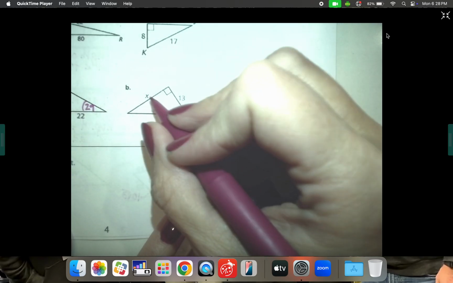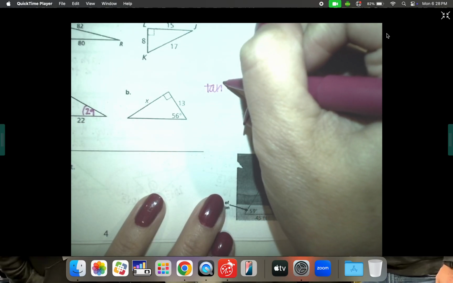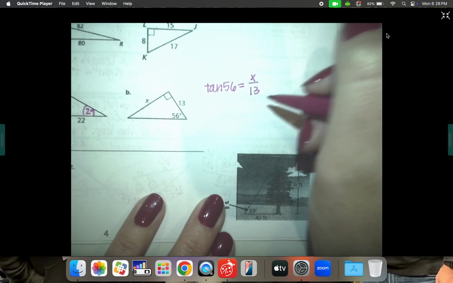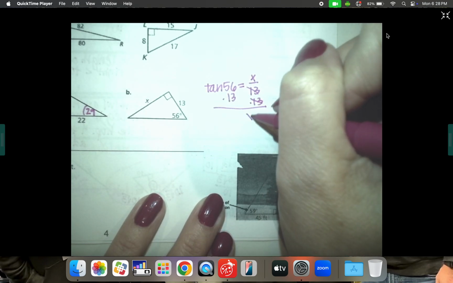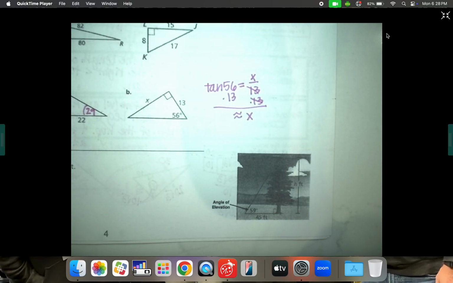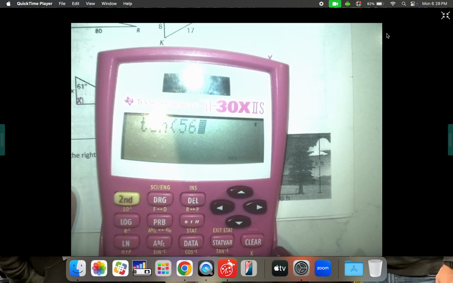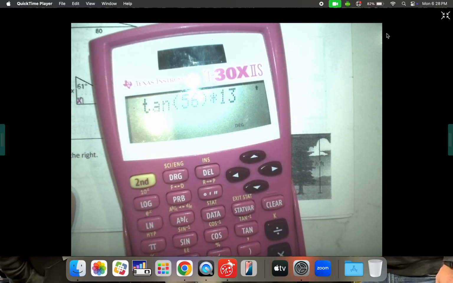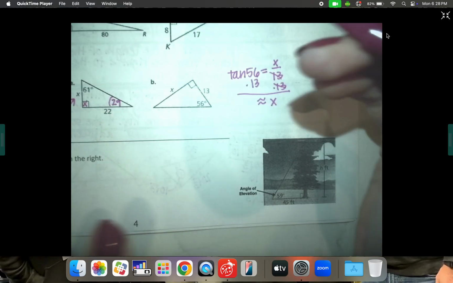Okay, this one was already set up for opposite over adjacent, so all you had to do was tangent of the 56-degree angle equals x over 13. You had to multiply by 13 on both sides. Sorry, I thought I was going to have this worked out, but I didn't. And that would be tangent of 56 times 13. Okay, you should have got about 19.3.